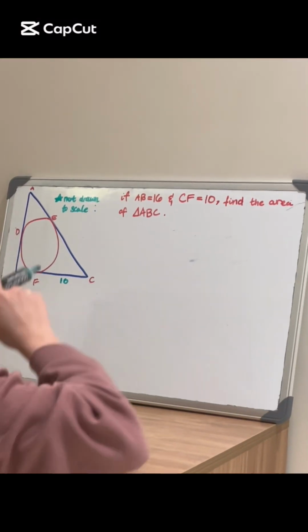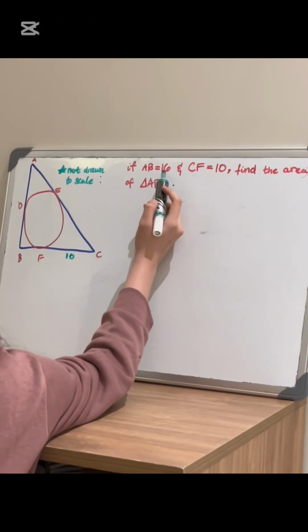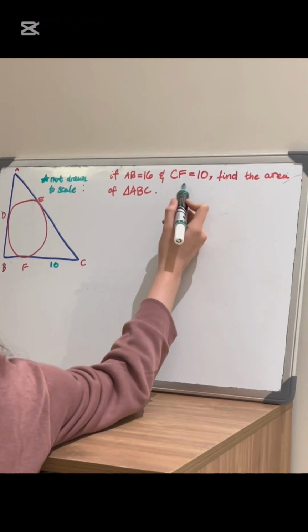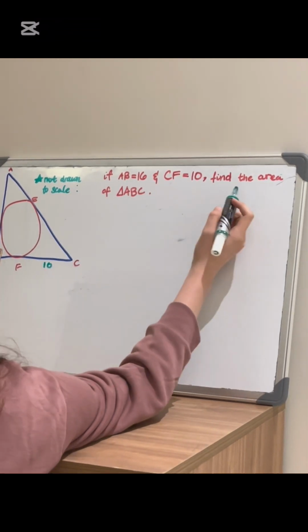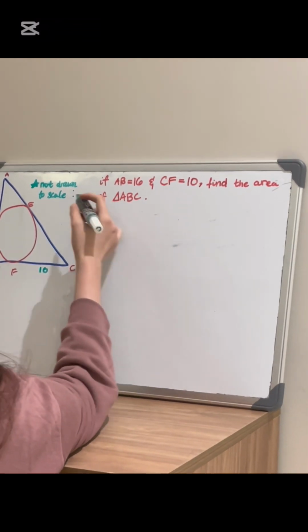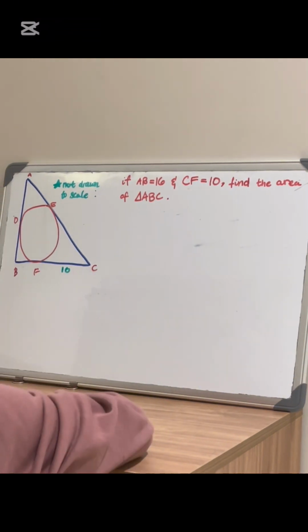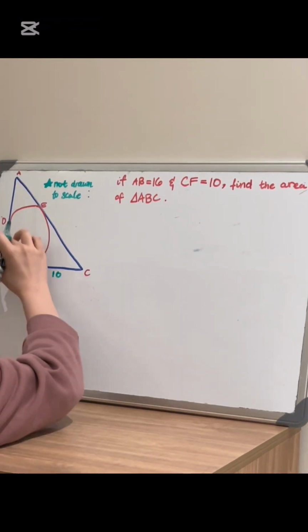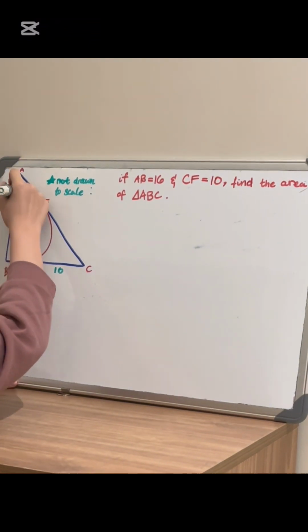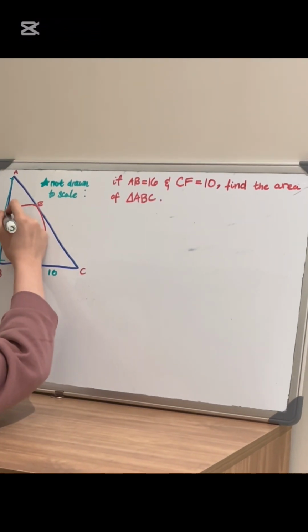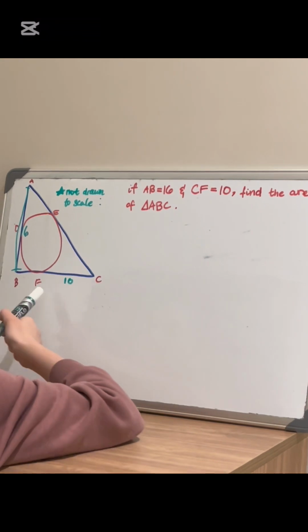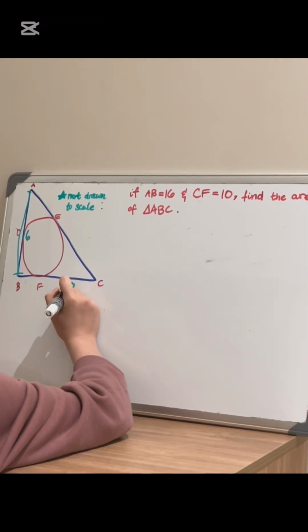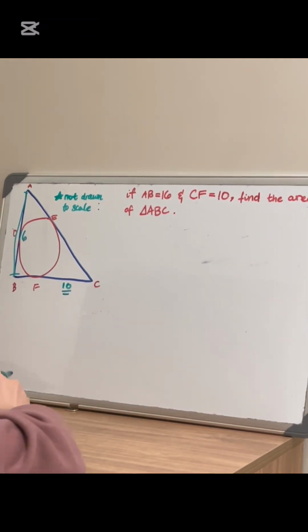So the problem is, if AB is equal to 16 and CF is equal to 10, find the area of triangle ABC. First, we have to write the given. We know that AB is 16, so this entire thing is 16. And CF is 10. How are we going to solve for the area?